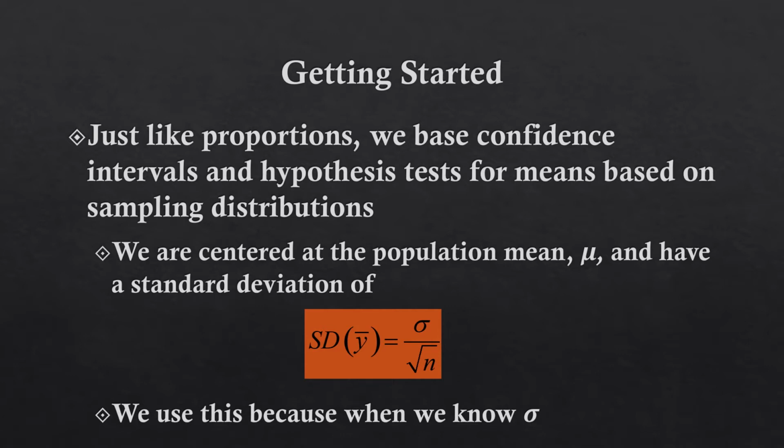And our standard deviation formula, unlike that square root of p hat, 1 minus p hat over n, is this. It is our standard deviation divided by the square root of n. And sigma, in this case, that standard deviation symbol, is our population standard deviation. And if we know what that value is, we can use this formula. In a moment here, though, we very seldom actually know what that is, so I'll show you how we approximate that using standard error.